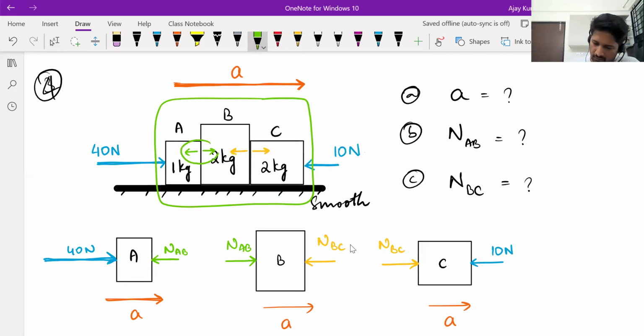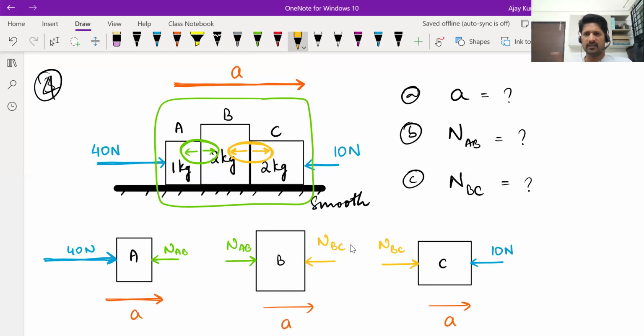This set of normal forces between A and B and this set of normal forces between B and C are called internal forces of this system. Obviously, I hope you understand that word internal forces. A part of the system exerting a force on another part of the same system becomes an internal force. Okay, A, B, and C are all part of the same system. Force exerted by A on B will be internal to that system. By B on A will also be internal to the system. So these two sets of forces will be internal forces.